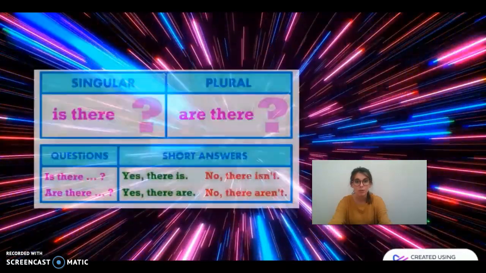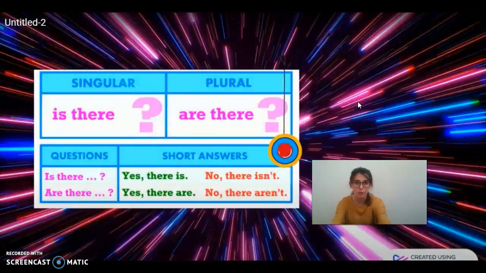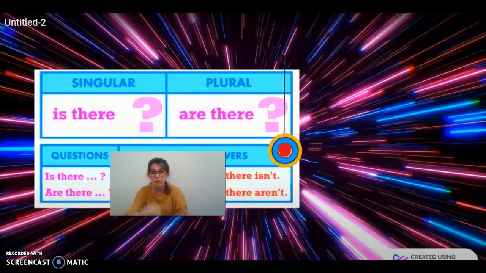And now we're moving on to the questions. Now, for the questions, we're going to do something special. We're going to invert the order. We're going to change the order. So over here, we have the question structure for there is. So instead of saying there is, we're going to say is there. So when you say is there, you're asking a question.